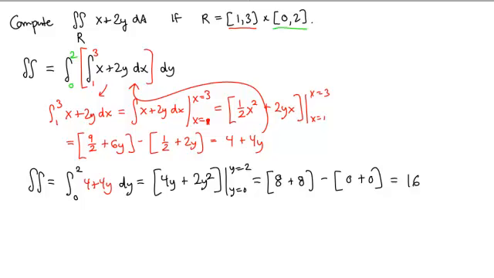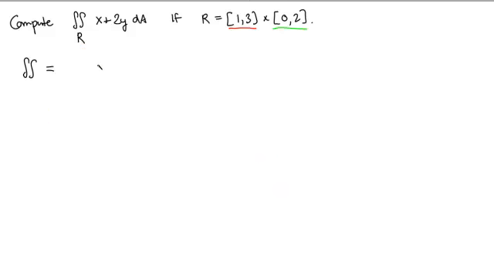However, just for comparison purposes, we could have attacked this a different way. We could have instead taken the function x plus 2y and integrated it with respect to y first, integrating it between 0 and 2. Then we could have taken that value and integrated it with respect to x between 1 and 3. So how would this have shaped up?